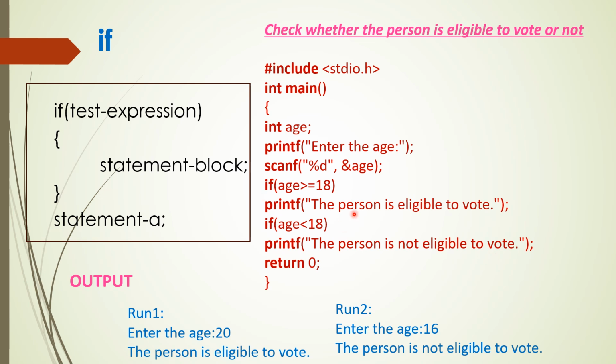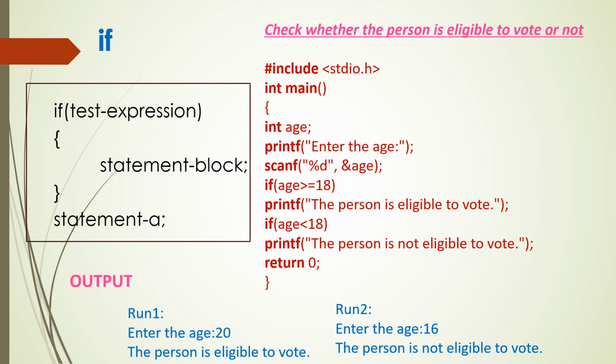So after the if statement, whatever we have next, it moves to the next line. If the condition is true, it just executes and returns. The output will be such that for the first run case, the age is entered as 20. So age is greater than or equal to 18, this condition is executed, it is true, and so the person is eligible to vote. Whereas in the next run case, we enter the age as 16. So the case is if age is less than 18, the person is not eligible to vote.